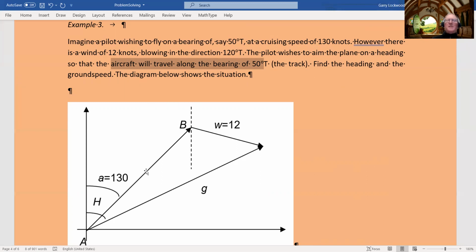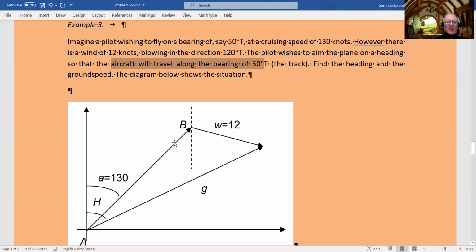So the heading is the direction in which the plane actually flies. It's the direction in which the nose of the plane is pointed. The track is the direction in which the plane is actually flying. And the wind will push the plane slightly off course.